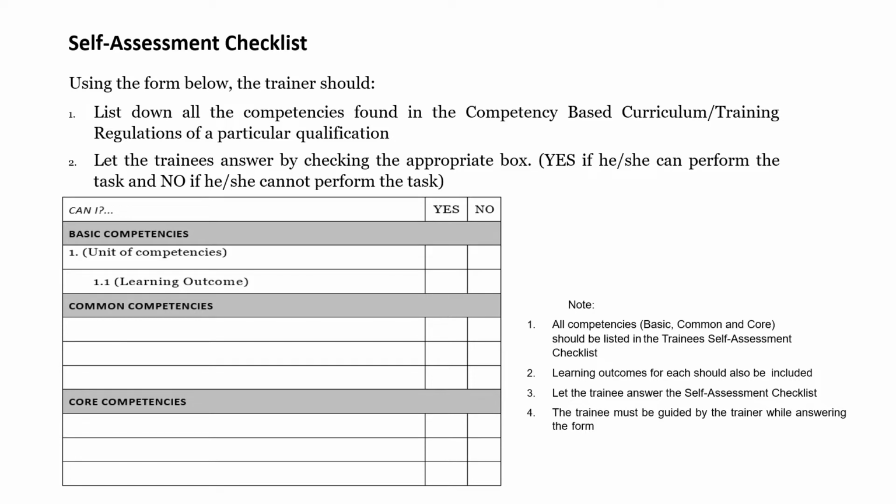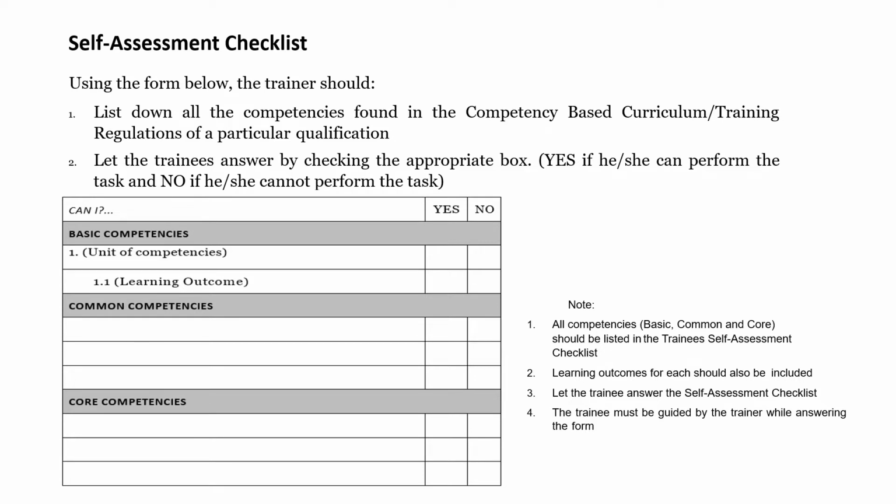So for the first one in this particular session, I'm going to introduce to you the TNA Form 1. In the succeeding sessions, we are going to develop some other forms in relation to this self-assessment checklist. For this one, the TNA Form 1, it is about the self-assessment checklist. As you can see, using the form below, the trainer, which is you in the future or at this particular time, will be the one to craft this with respect to your chosen qualifications.